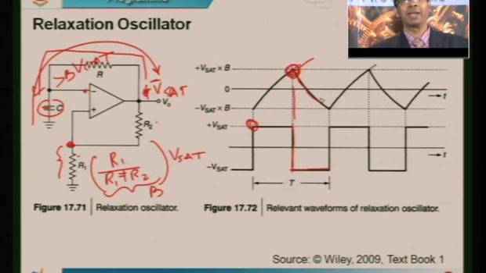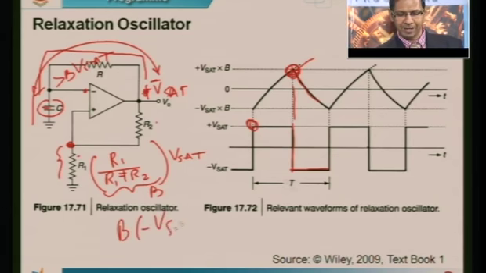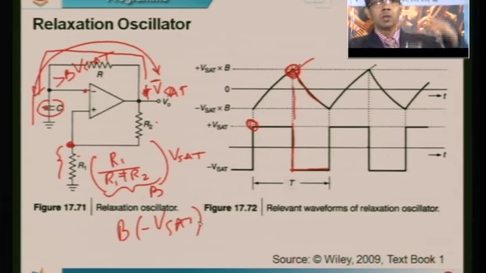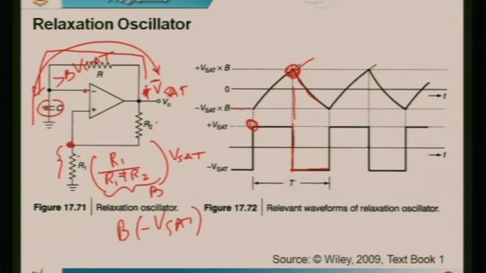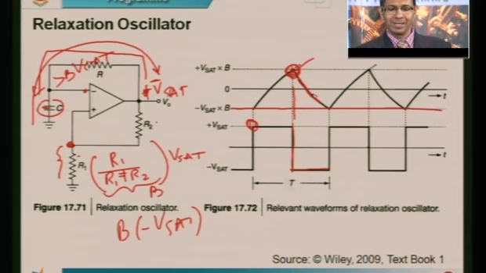Now what is the voltage at the non-inverting pin? I am going back and forth, but it is very simple. Earlier it was B times plus Vsat, now it will be B times minus Vsat. So while this capacitor is going down, your new reference is minus B Vsat. As long as your capacitor voltage is above minus B Vsat, the output continues to be at minus Vsat.